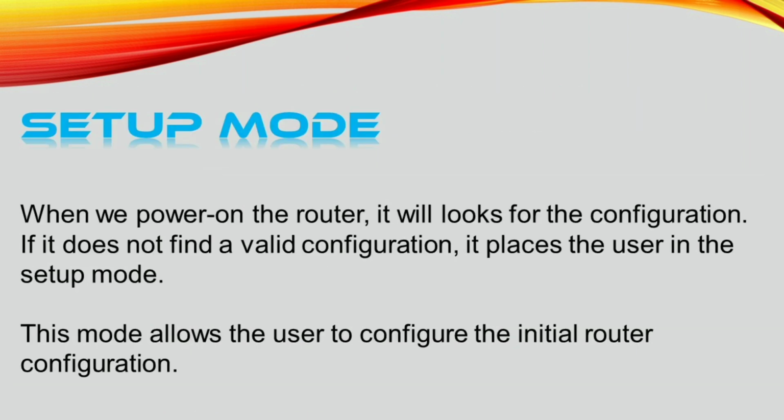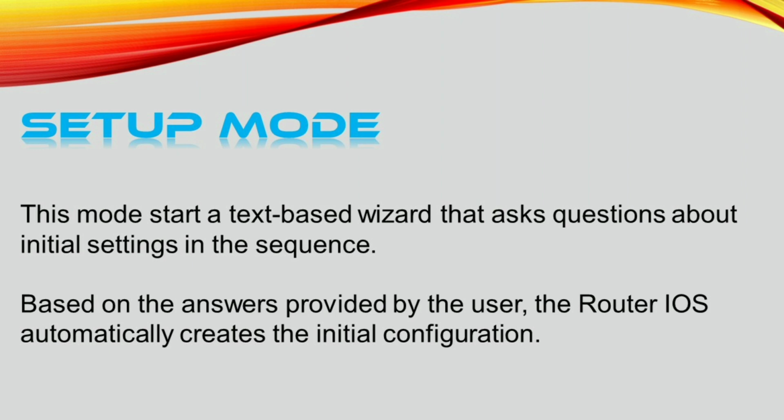Next is setup mode. When we power on the router, it will look for the configuration. If it does not find a valid configuration, it places the user in the setup mode. This mode allows the user to configure the initial router configuration. Setup mode starts a text-based wizard that asks questions about initial settings in sequence. Based on the answers provided by the user, the router IOS automatically creates the initial configuration.